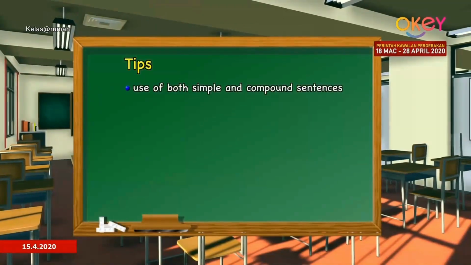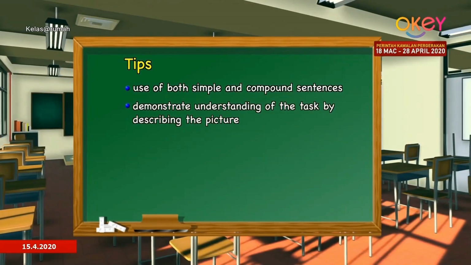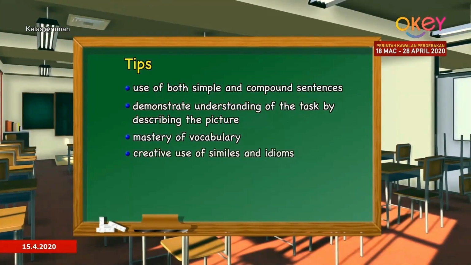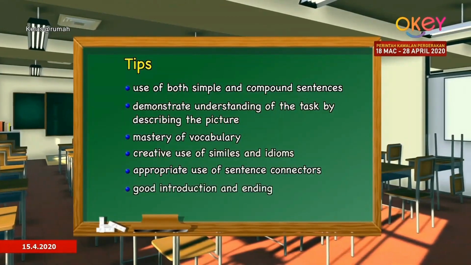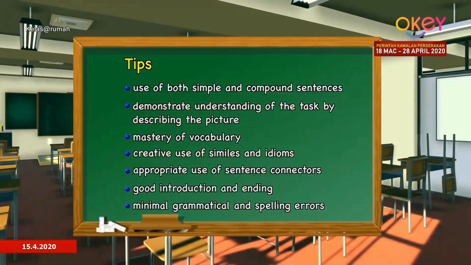So in order to score for this section, you must remember the following tips. Use of both simple and compound sentences. Demonstrate understanding of the task by describing the picture. Mastery of vocabulary. Creative use of similes and idioms. Appropriate use of sentence connectors. Good introduction and ending. Minimal grammatical and spelling errors. I will explain further about how to use these tips. But first, let's analyze the topics that came out in the past UPSR papers.